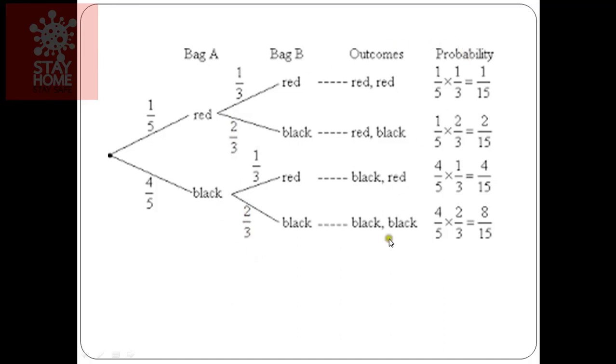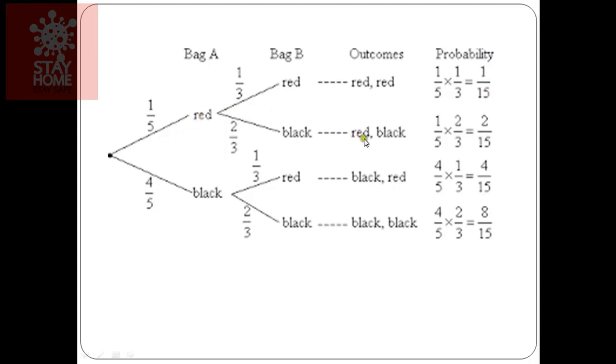So what are the outcomes now? Outcomes are red red, red black, black red, and black black. Now we need the probability, so we need to multiply. We have to multiply if we want to find the probability of red red. It means if you draw 2 balls from bag A and bag B, both can be red. This is the probability of both being red: 1 over 5 multiplied by 1 over 3. That will be 1 over 15.